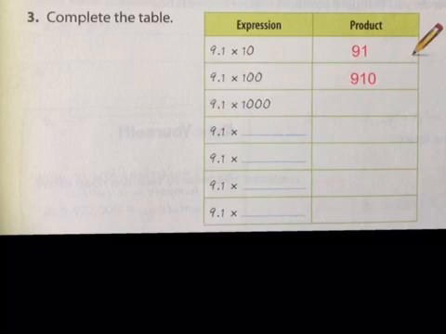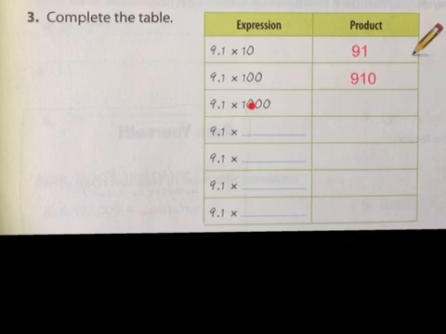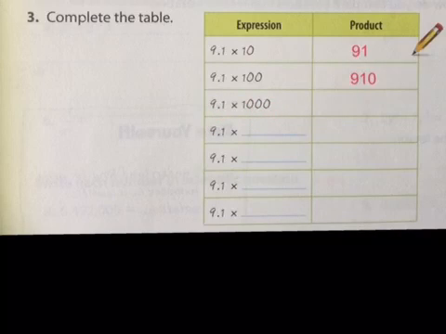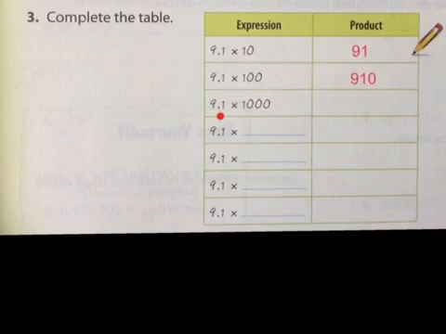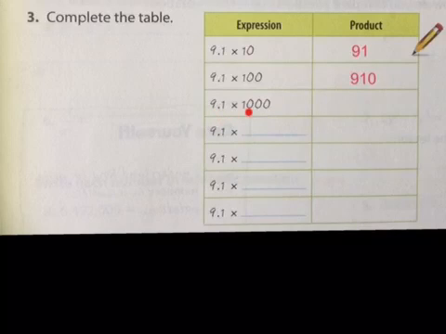Now let's see if we can continue the pattern. Now 9.1 times 1,000, 1, 2, 3. So remember, the decimal moves the number of places equal to the number of zeros. So here it's going to move 1, 2, 3, and we get 9,100. Now we have to continue the pattern here by adding a 0. Here we went from 1,000. Let's write 10,000, 100,000, 1 million, and 10 million. Go ahead and do that.